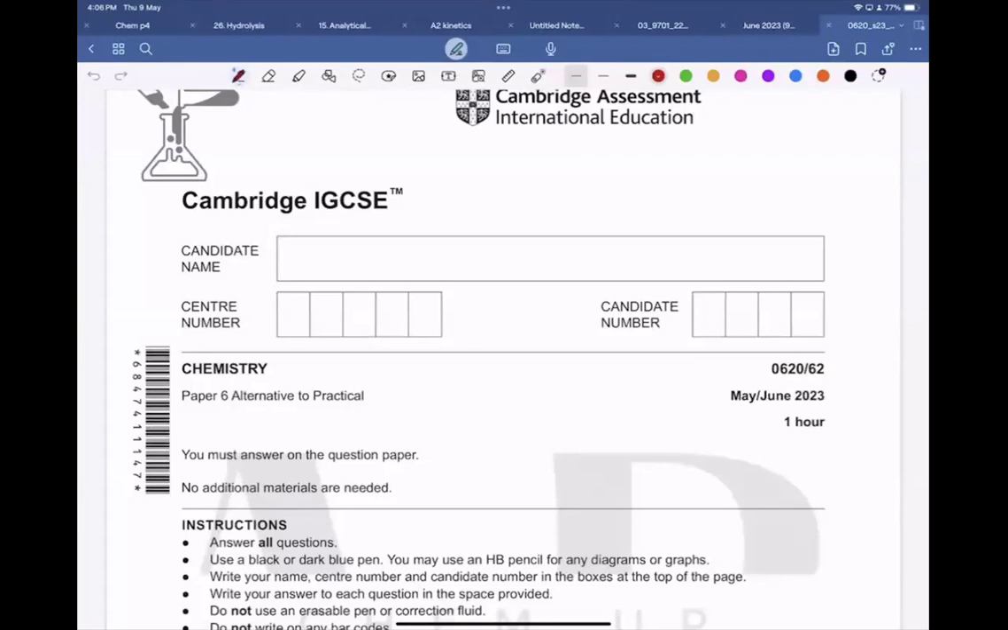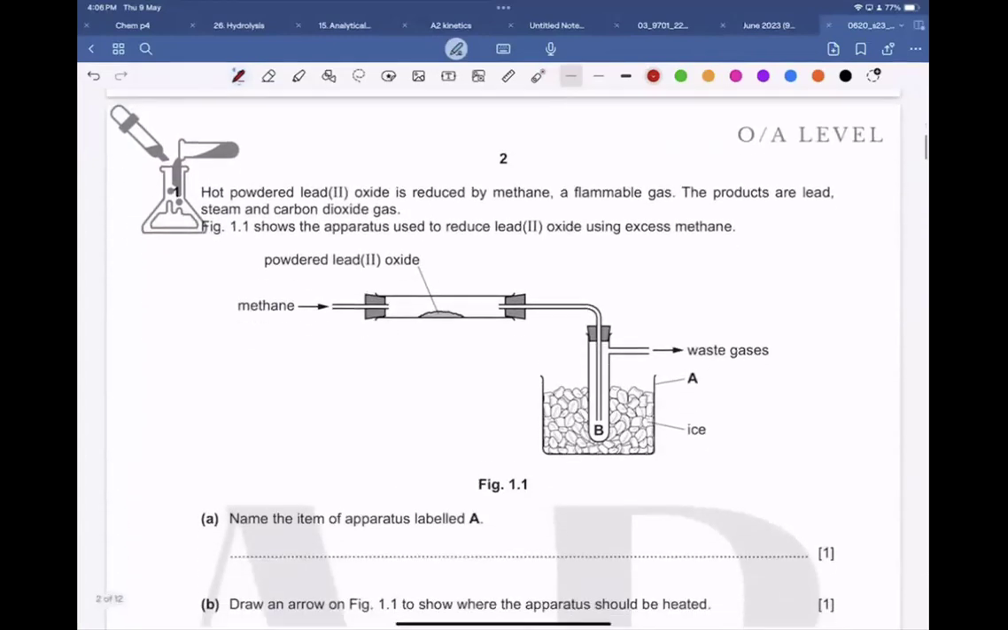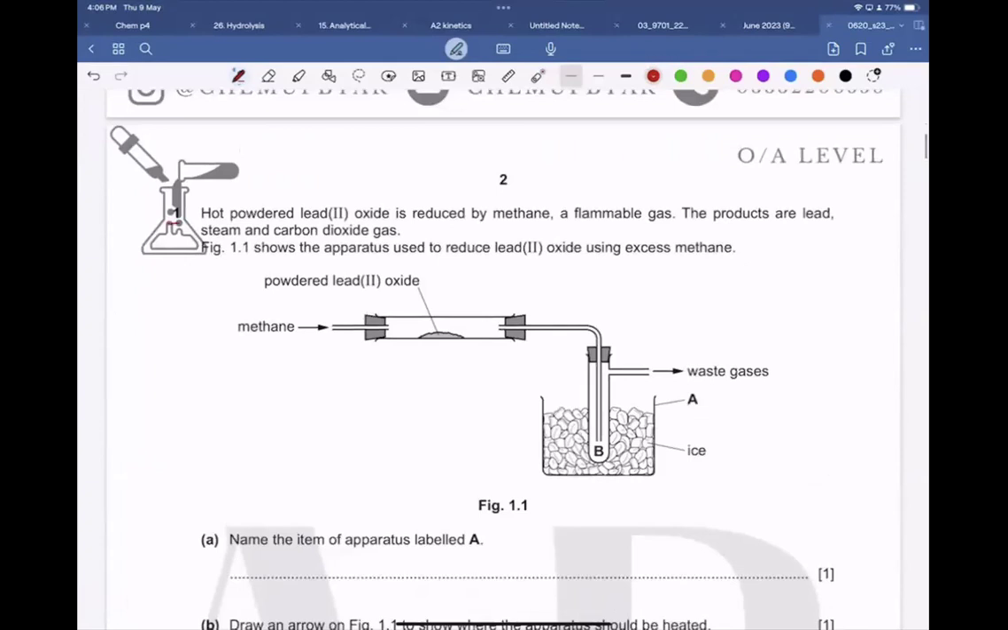Today we are going to start IGCSE May-June paper 2, alternative to practical. Question number 1. Hot powdered lead-2 oxide is reduced by methane.